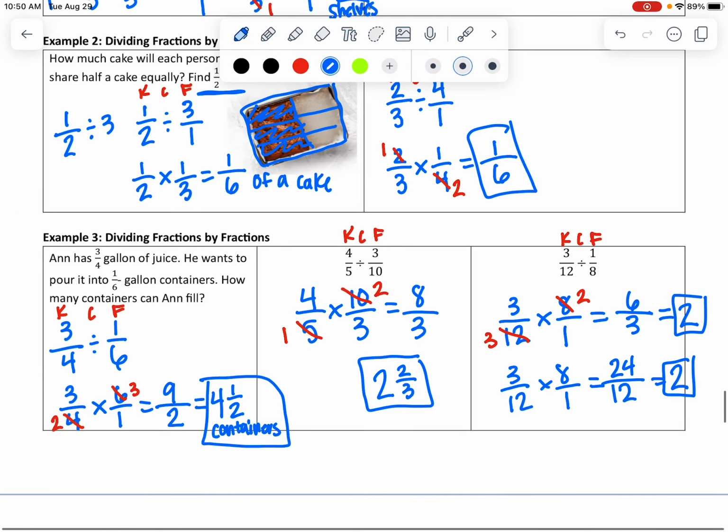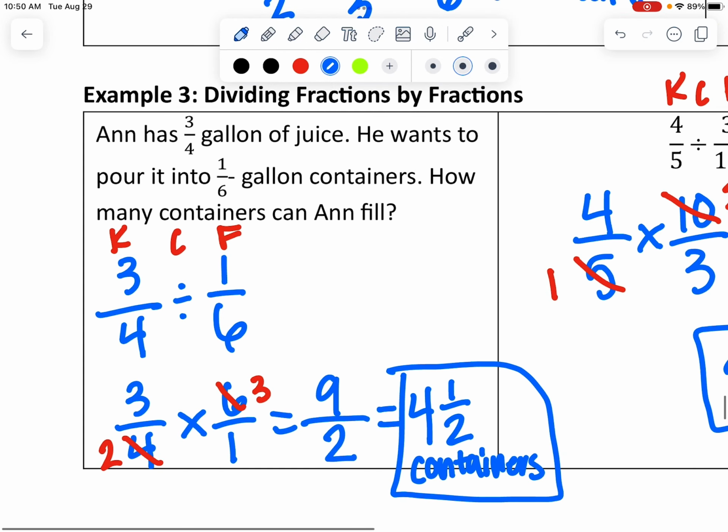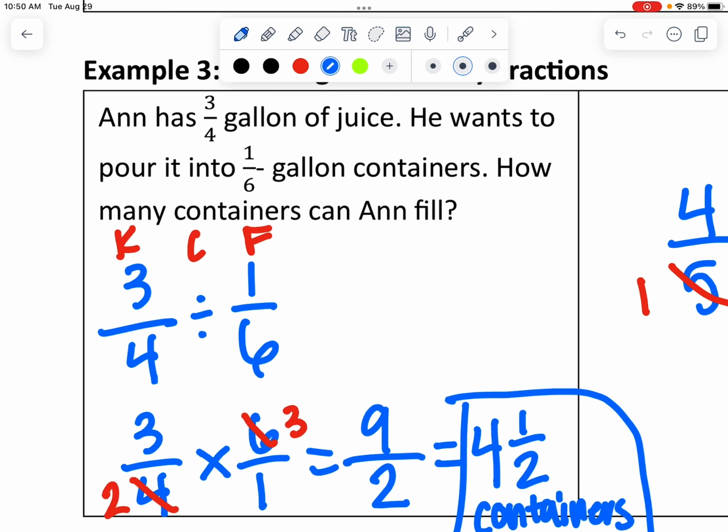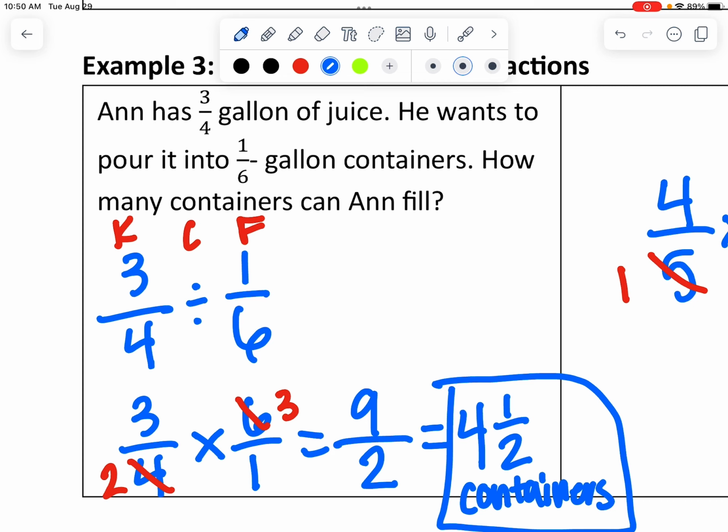The biggest thing is, remember, the first number, like 3/4, is not always going to go first. There is a problem on your homework where the second number goes first. So make sure you're paying attention to which fraction goes first.